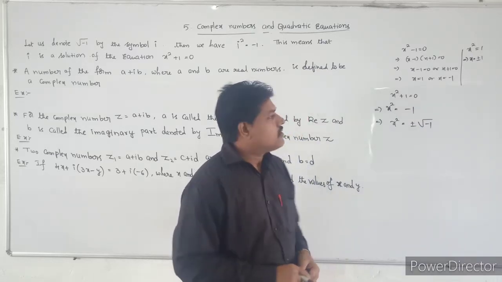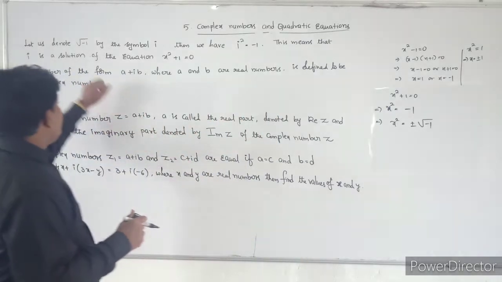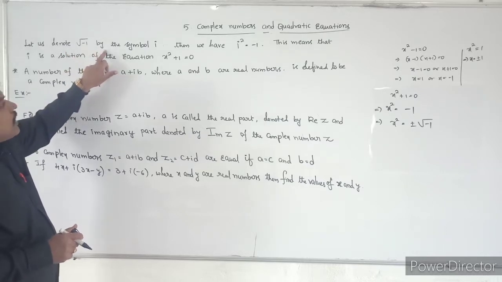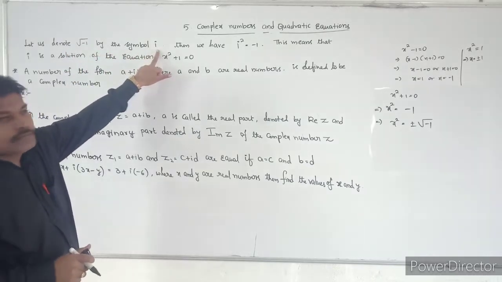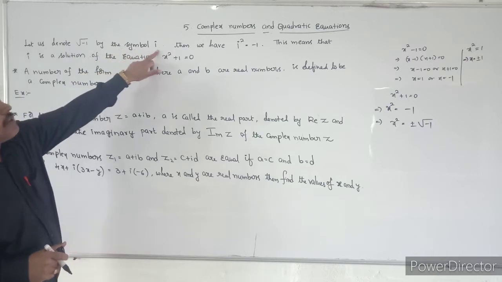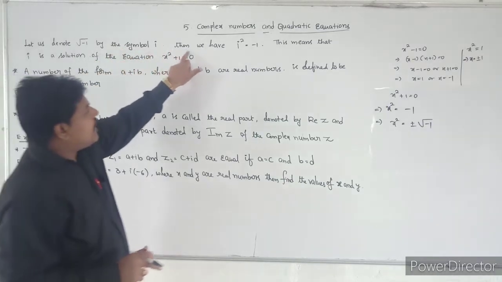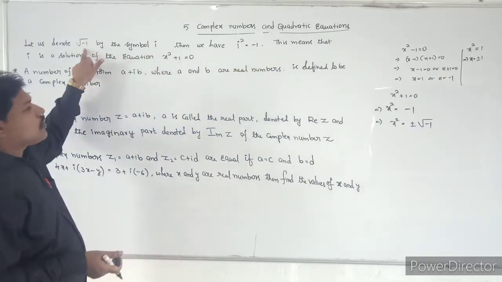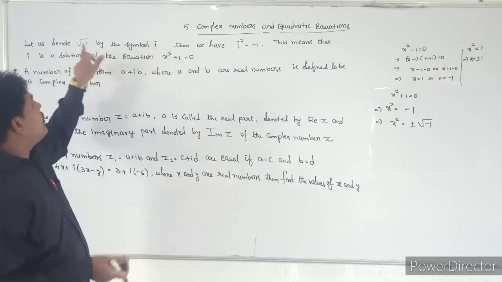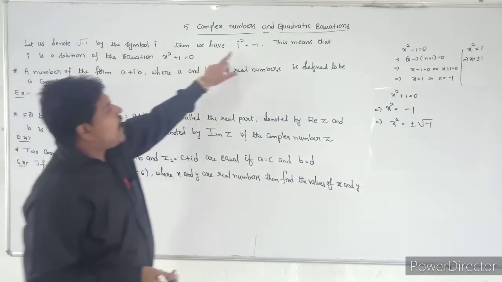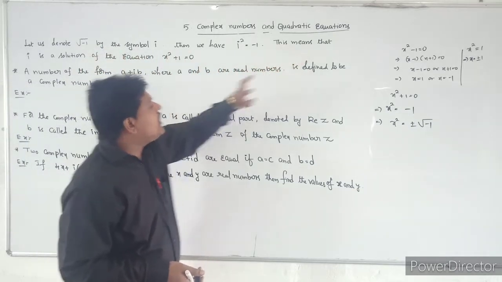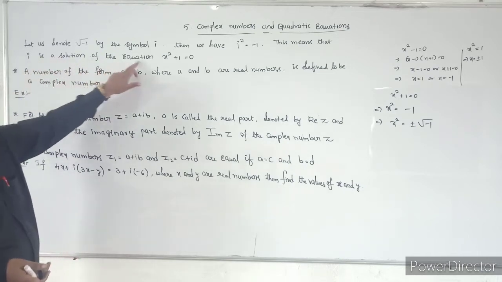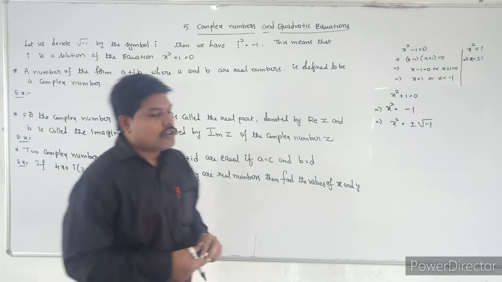So what are complex numbers? See here, let us denote root of minus 1 by the symbol i. Then we have i square is equal to minus 1. If i is equal to root of minus 1, then automatically i square will become minus 1. This means that i is a solution of the equation x square plus 1 is equal to 0.